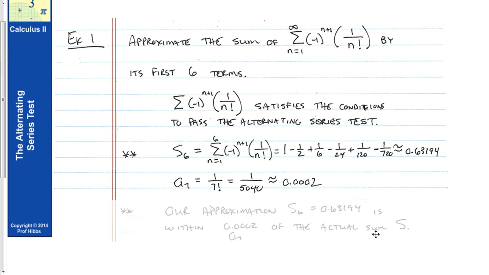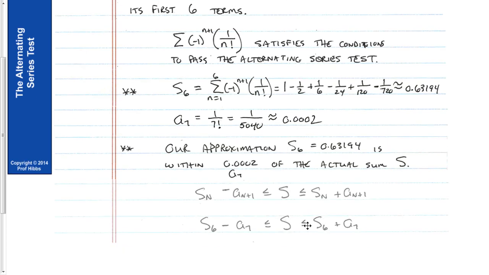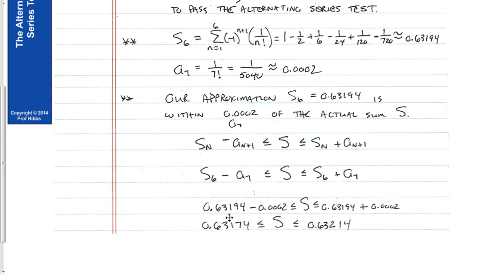Well, let's play that out a little further. So our approximation, which is this, is within 0.0002, that's where the A sub 7 came in, of the actual sum, just as I said. And so that means that the actual sum S is between S sub n minus A sub n plus 1 and S sub n plus A sub n plus 1. So in this case, we're using a capital N of 6. So our actual sum is between S sub 6 minus A sub 7 and S sub 6 plus A sub 7. And of course, S sub 6 is the 0.63194.